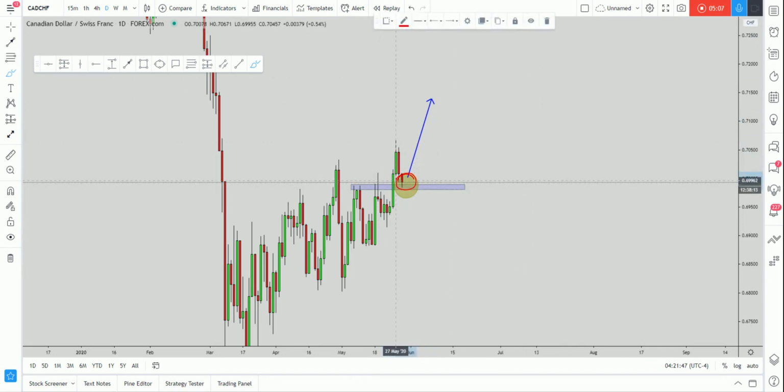But we need first to see the market make a shift from a bearish market as it is right now to a bullish market. And then we can start to look for one of our valid entries if the market will provide it to us.